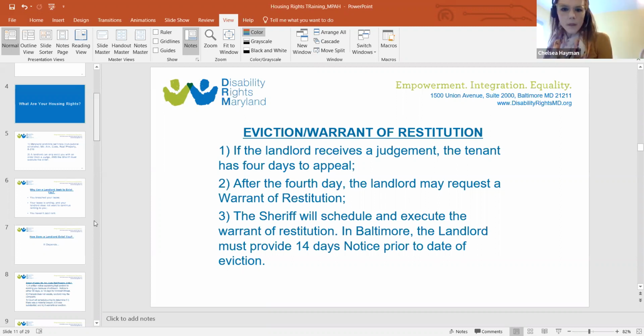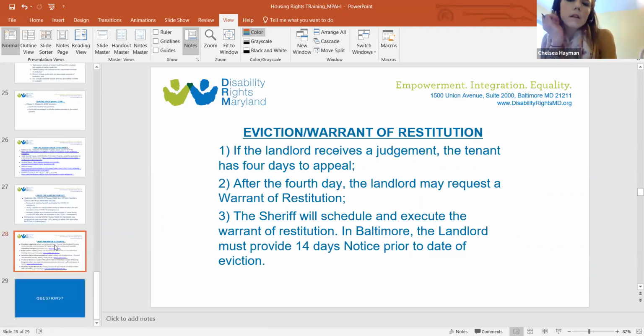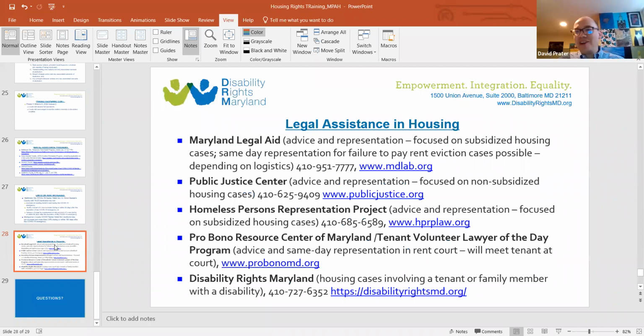All right. And just to reiterate who those agencies were, there they are.